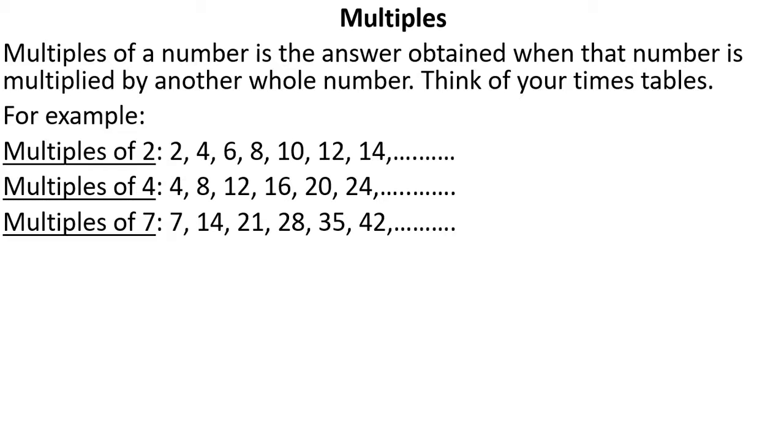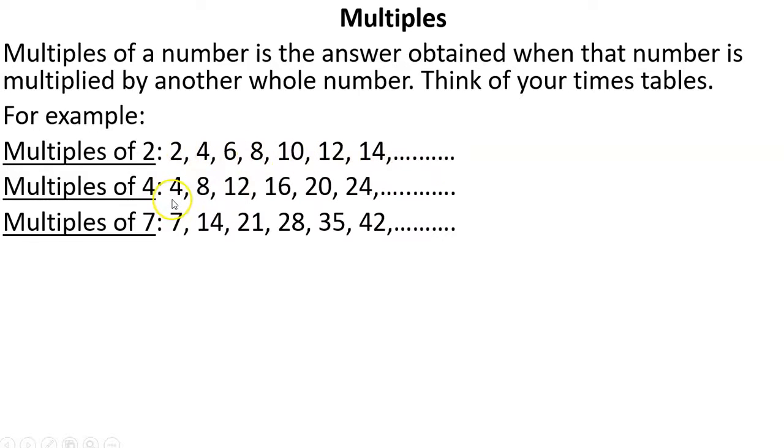So multiples, this is something that we did in Term 1. In fact, this same slide is found in our Term 1 classes. Multiples of a number is the answer obtained when that number is multiplied by another whole number. So when I think of multiples, I think of my times tables. What are my multiples of 2? 1 times 2 is 2. 2 times 2 is 4. 3 times 2 is 6. 4 times 2 is 8, and so on. So 2, 4, 6, 8, 10, 12, and so on.